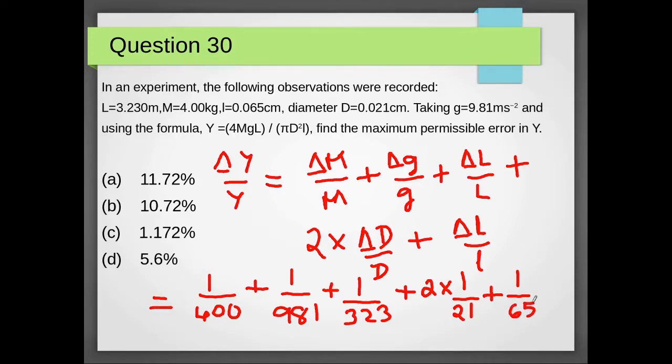So when you calculate this, you will get a value of 0.1172. When you multiply that value with 100, because you have to convert it into percentage error, you get a value which is option A, which is 11.72%.